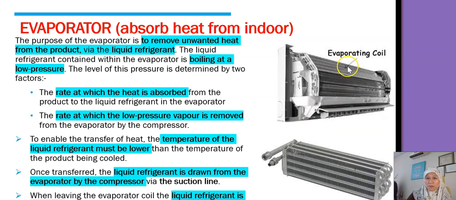You can see there's an evaporating coil. The refrigerant will come inside in liquid form, and when it starts to absorb heat, it will become vapor. The heat is absorbed, and the vapor at low pressure is removed and then goes into the compressor.